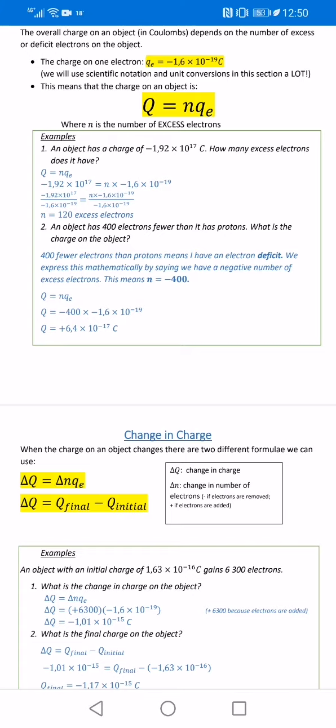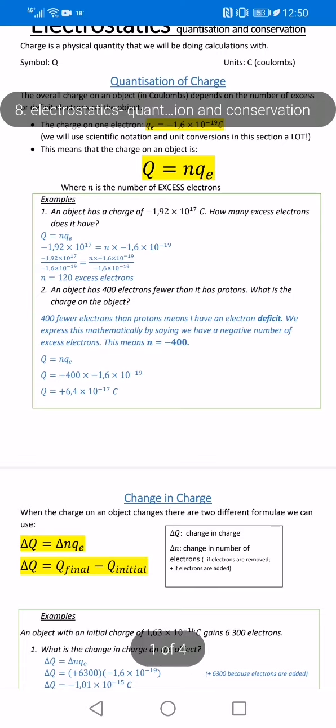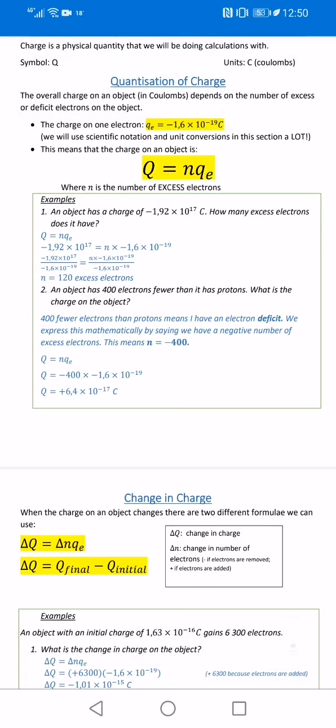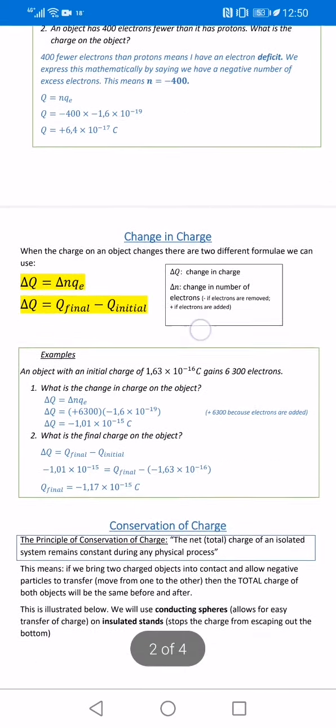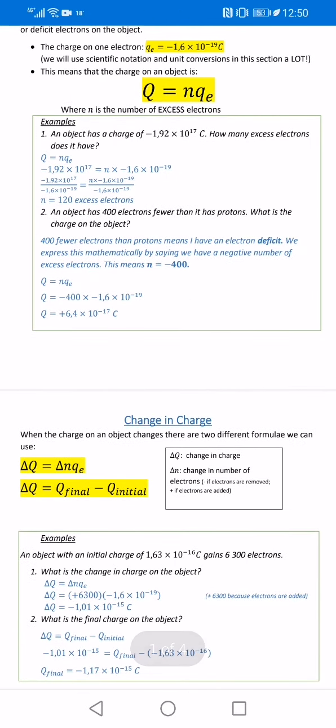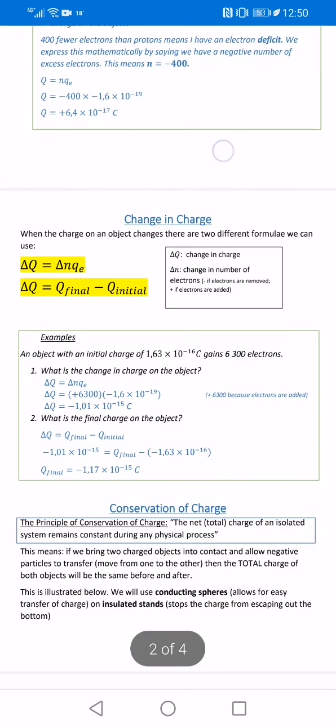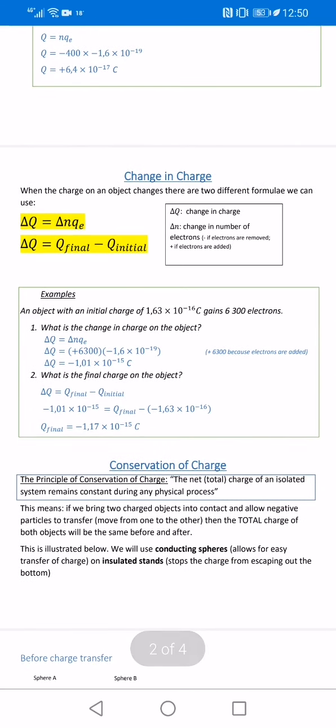Okay, now just quickly up here, that will be on your data sheet, and that formula will also be on your data sheet. Okay, now when we look at charges changing, so this was just looking at one object, stationary, nothing's happened, no electrons have moved, everything is staying the same as it is. But we can get scenarios where your charge changes, so that means you've got electrons that have transferred, have moved from one object to another.